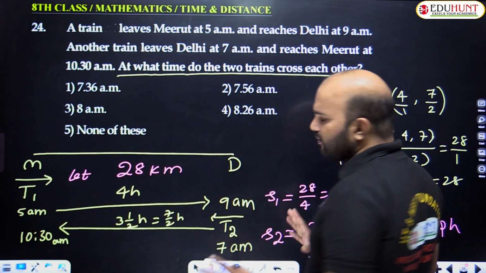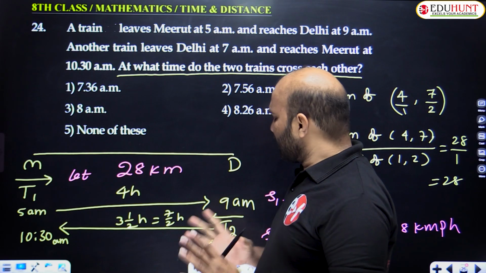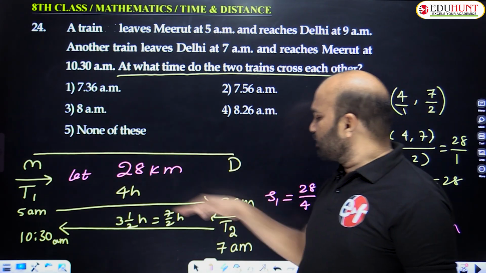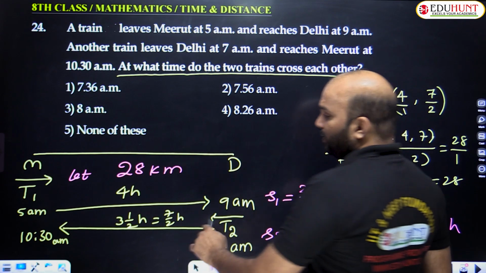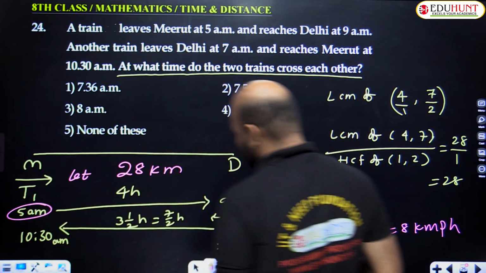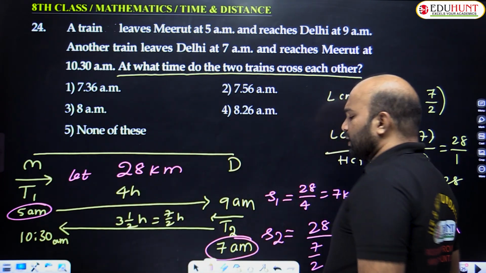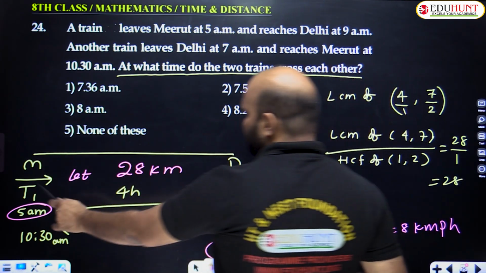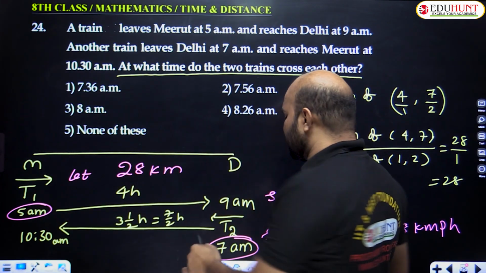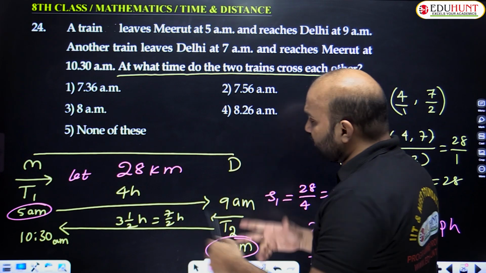In that question, first we have to find the relative speed. So what is the concept of relative speed? Two trains are moving in opposite directions at the same time, but here the times are different. T1 starts at Meerut at 5 am, T2 starts at Delhi at 7 am. So how many hours difference? 2 hours. So T1 starts 2 hours earlier than T2. So first we have to equate the time.